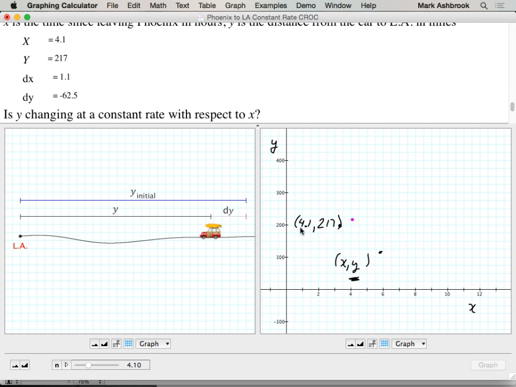And so what comes first? What comes first is a change in x. The change in x from our initial point to x, we're going to call dx. And how can I write dx? What is dx equals what? x minus 4.1. Do you see that? Final value of x minus initial value of x.